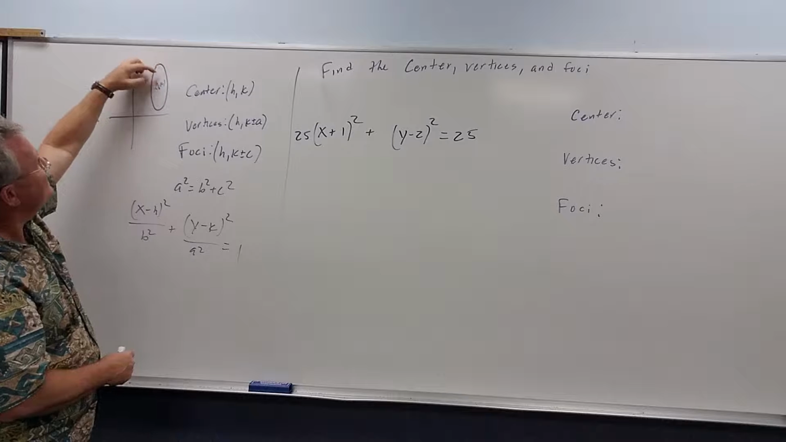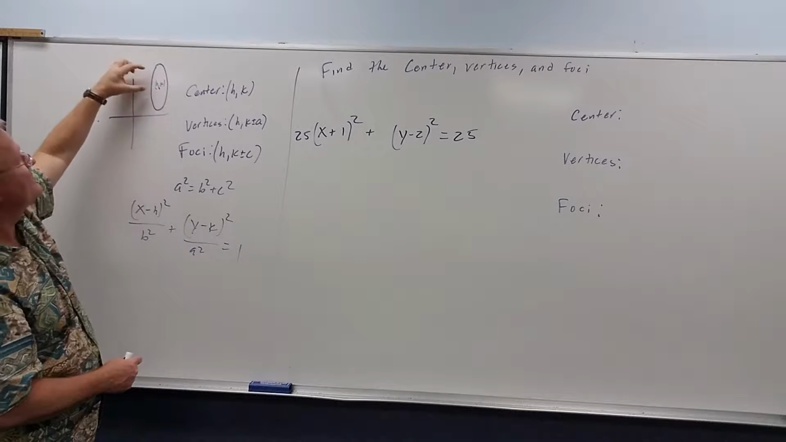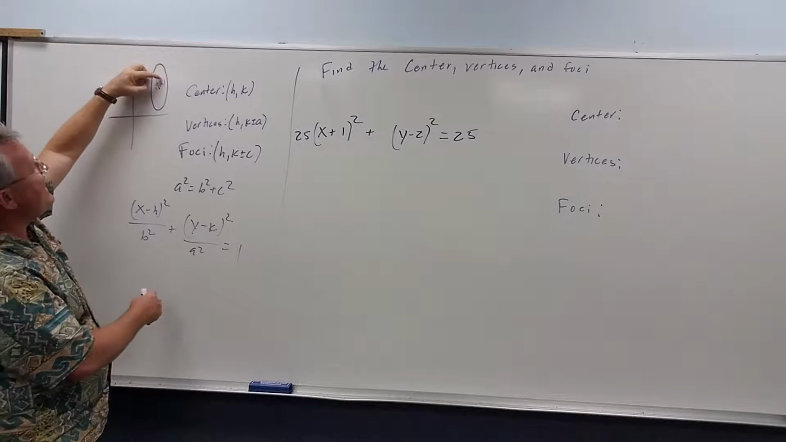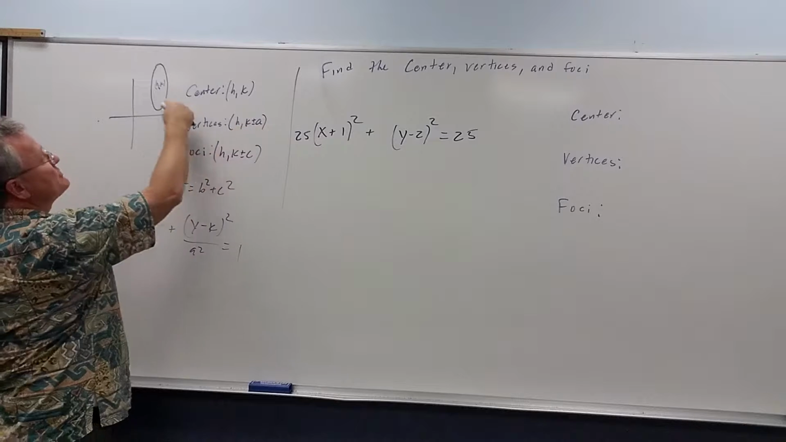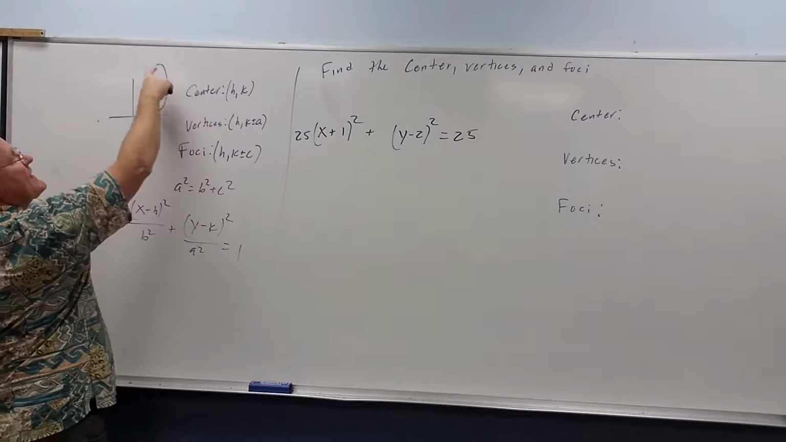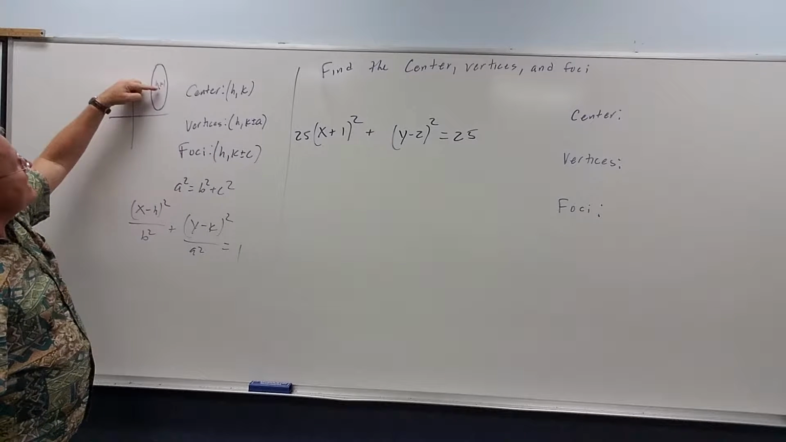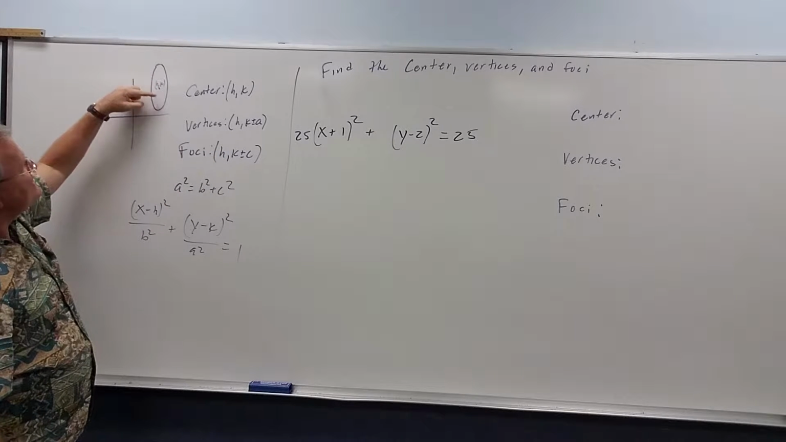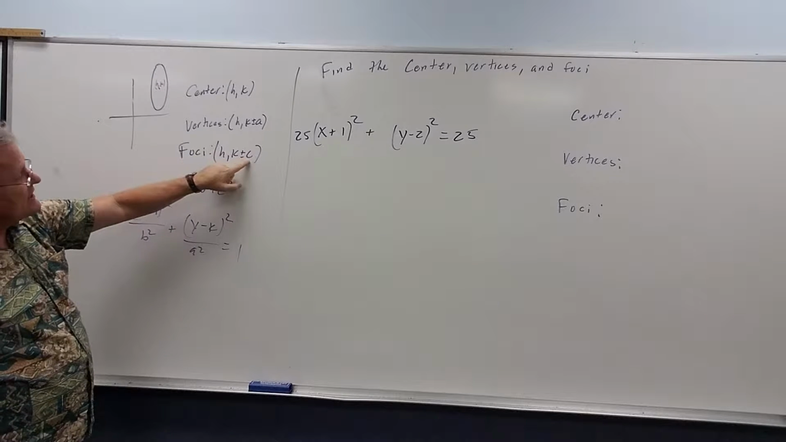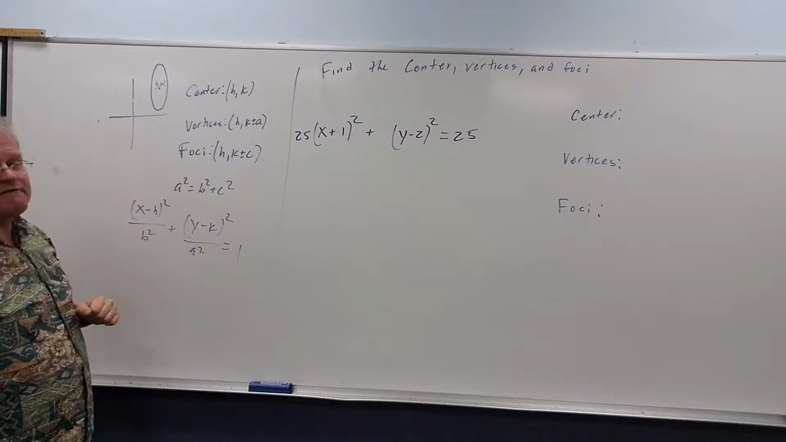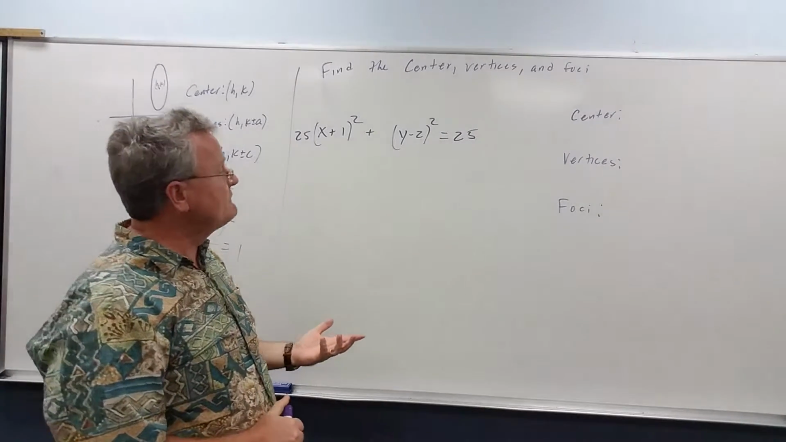This distance is a. To go from here to here, going up and down is the y direction. So I have to add a to my k value, and subtract a, to get to my vertices. Likewise for the foci, I have to add c and subtract c to the y value because it's up and down. So everything is very similar to what we've done before.